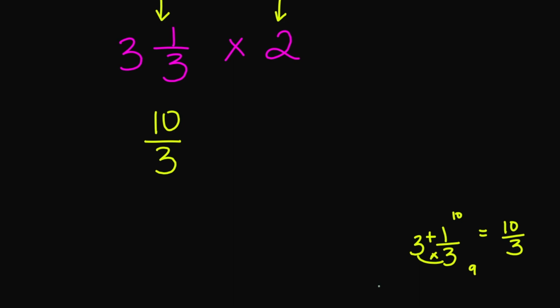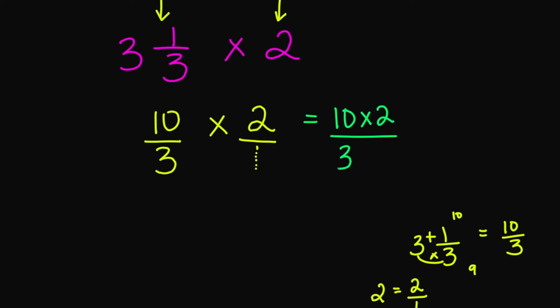And then I have my 2. So I'm going to turn this 2 into a fraction. It's going to be 2 over 1. You have your imaginary 1 right there. And now we're going to multiply across. So we have 10 times 2 in my numerator, and then we have 3 times 1 in my denominator.